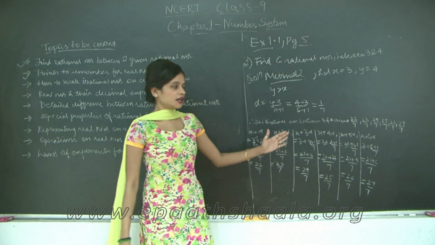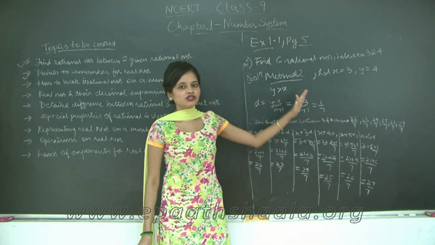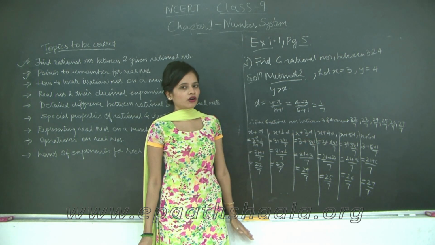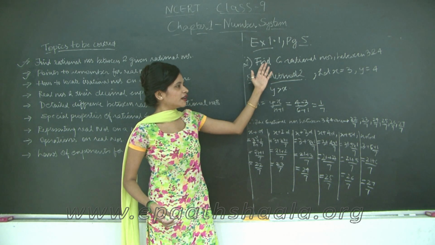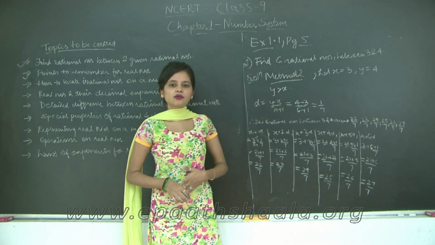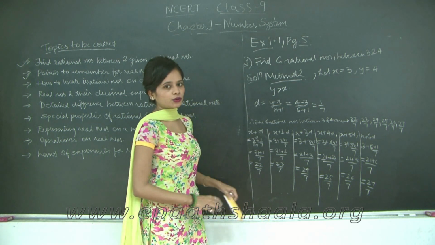Thus, we have found 6 rational numbers between 3 and 4 by using method 2, which is the one-step method of finding rational numbers between 2 given rational numbers. Not all rational numbers, but n number of rational numbers between any 2 given rational numbers. Okay, we will go ahead and solve the third question.